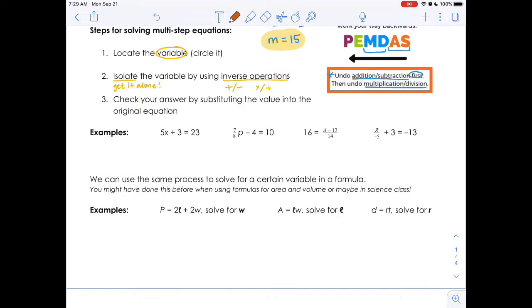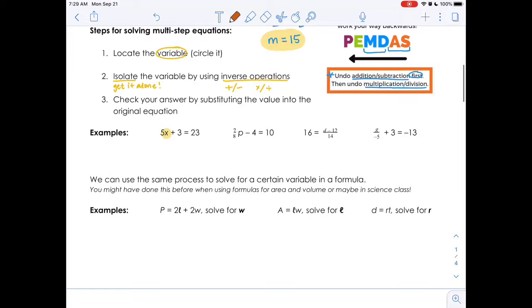First, I have 5x plus 3 equals 23. So first step is always locate the variable, circle it or highlight it. I've got an x here that I'm trying to solve for. Then we're going to get that x by itself by using inverse operations. Remember, I'm going to undo addition and subtraction first, then multiplication and division. I'm going to work from the outside in.